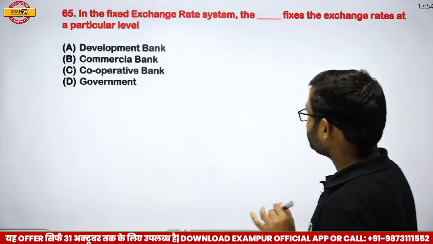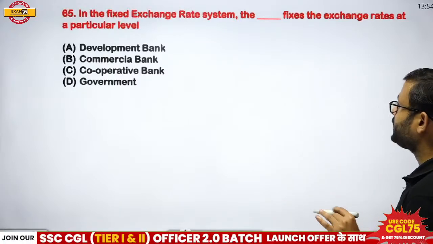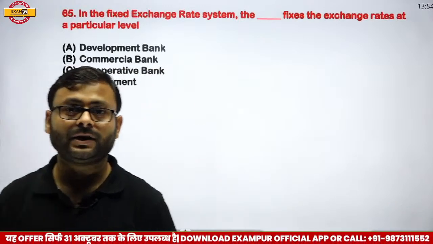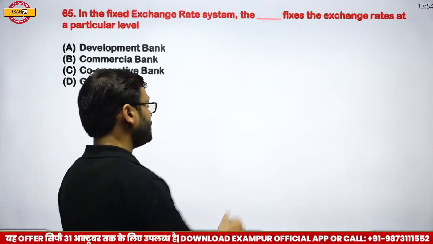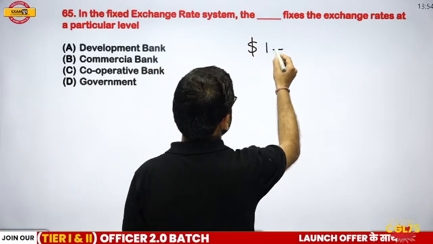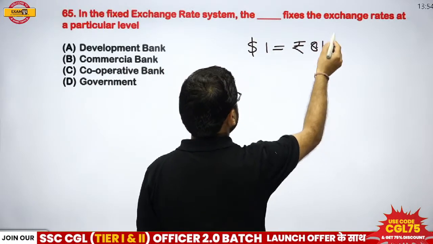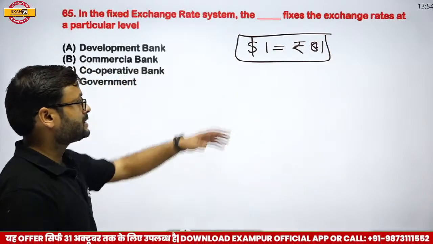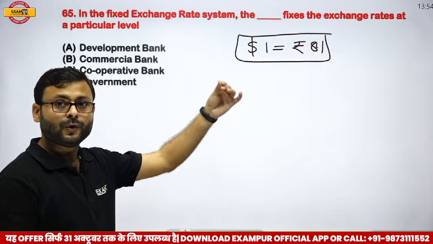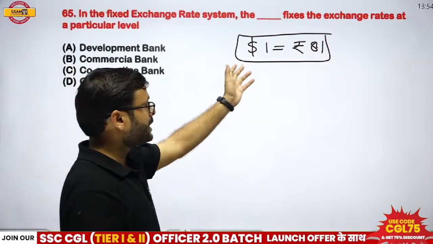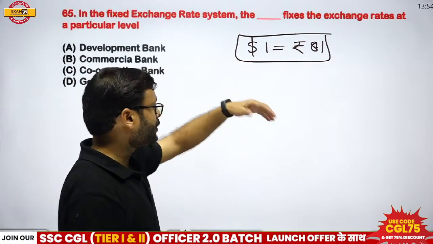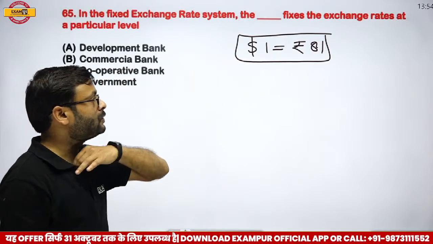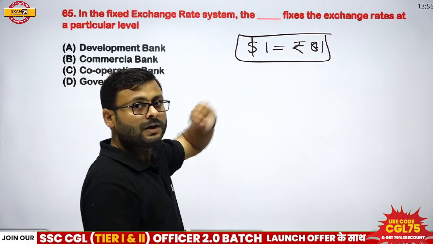In the fixed exchange rate system, the dash fixes the exchange rate at a particular level. The question is asking about the exchange rate of the currency. You have heard that $1 is equal to 81 rupees. These are very popular news nowadays, such as the rupee marking its lowest level in comparison to the dollar. All the currencies are not performing well against the dollar.